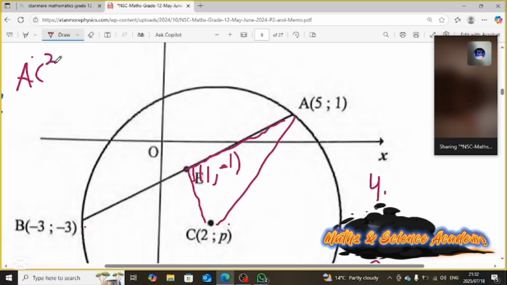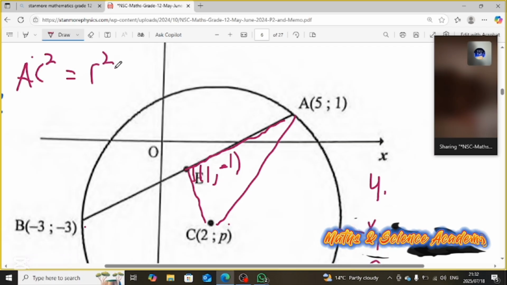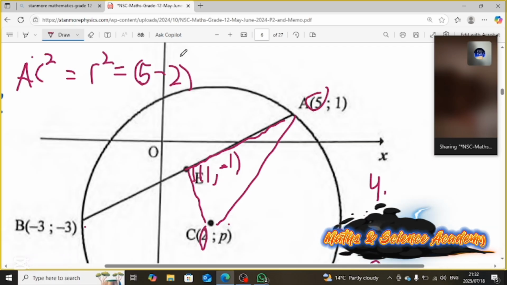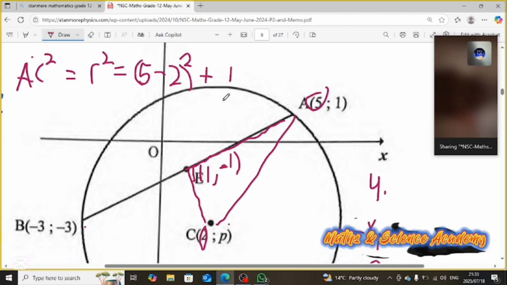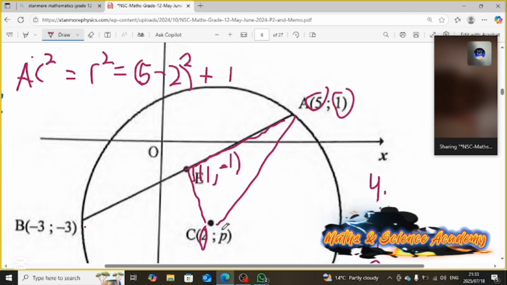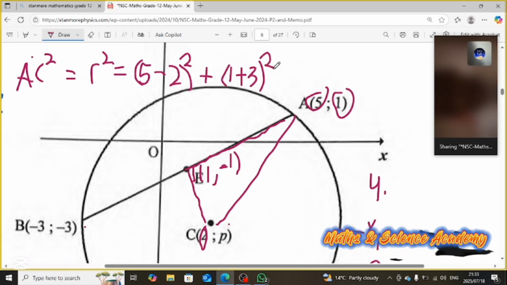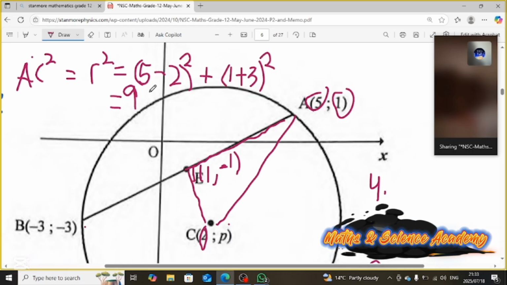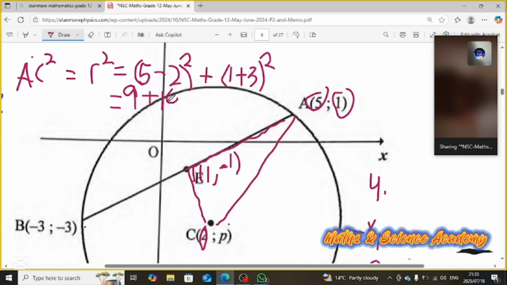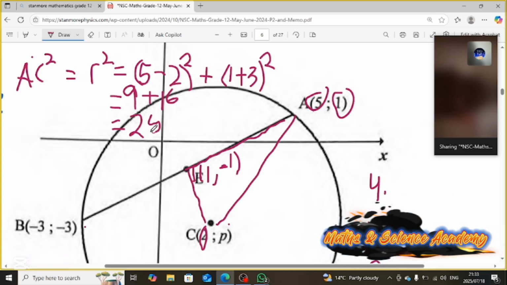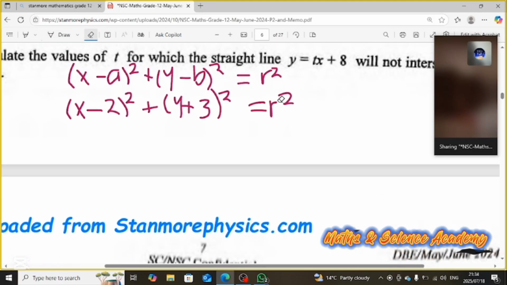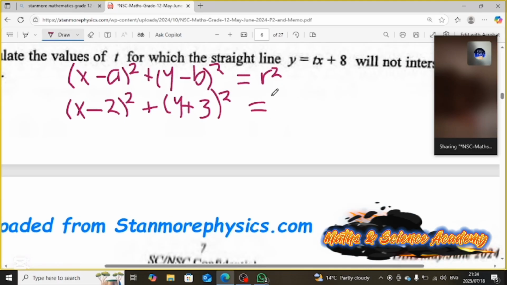AC squared, which equals R squared, equals (x of A, which is 5, minus x of C, which is 2) all squared, plus (y of A, which is 1, minus y of C, which is negative 3) all squared. 5 minus 2 is equal to 3 squared, which is 9, and 1 plus 3 is equal to 4 squared, which is 16. 9 plus 16 equals 25. Therefore, the length of the radius squared, R squared, is equal to 25.